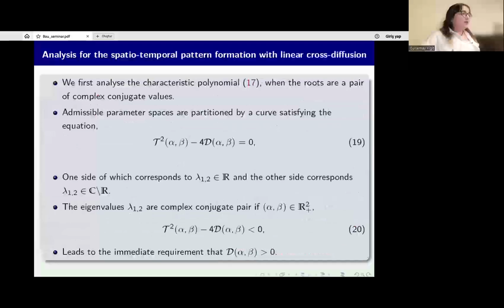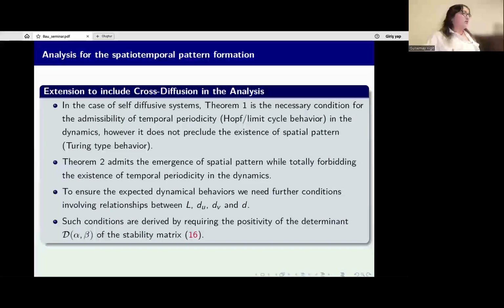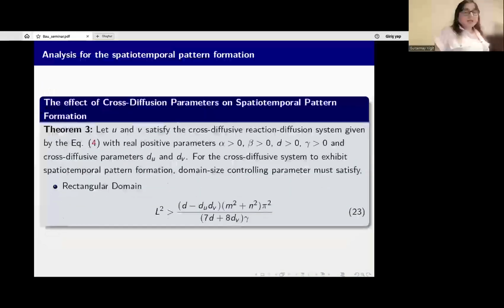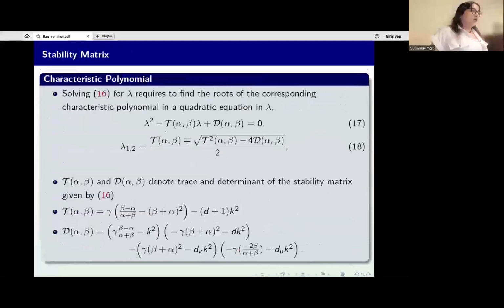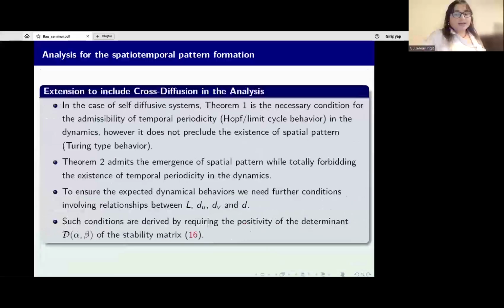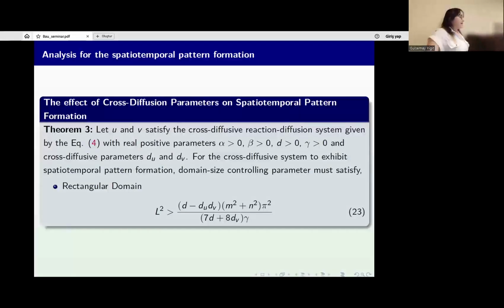So we really want to include our cross-diffusion parameters d, du, and dv, all of them together. We want to see the effect of cross-diffusion in our analysis. Therefore, we derive the conditions by using the positivity of the determinant of the stability matrix. So I want to go back to the determinant. This is the determinant, and we are interested in finding the positive solution of this expression. And then for each kind of geometry, it has different conclusions, of course.